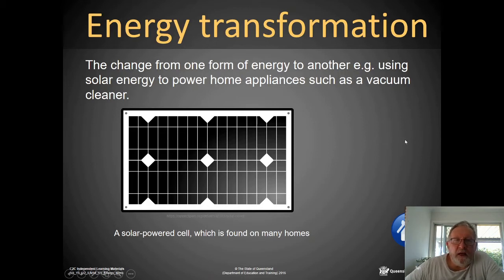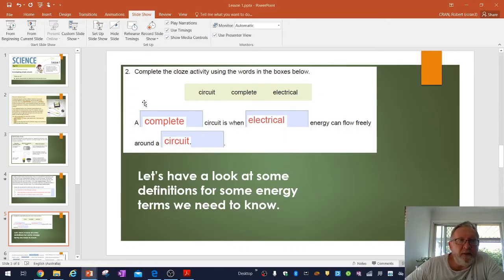Solar energy is a common form of energy transformation, where the energy from the sun through a solar powered cell, such as this one in the diagram, found in many homes, through a particular process, and again we'll learn more about what that process involves, it can actually change it into electrical energy, so from solar energy into electrical energy, and it's the electrical energy that we can use to say do something like power a vacuum. Okay, let's continue here.